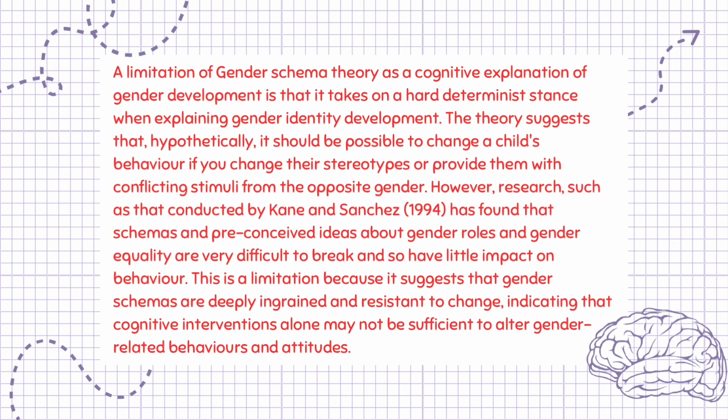A limitation of gender schema theory as a cognitive explanation of gender development is that it takes on a hard determinist stance when explaining gender identity development. The theory suggests that, hypothetically, it should be possible to change a child's behavior if you change their stereotypes or provide them with conflicting stimuli from the opposite gender. However, research, such as that conducted by Kane and Sanchez, 1994, has found that schemas and preconceived ideas about gender roles and gender equality are very difficult to break and so have little impact on behavior.